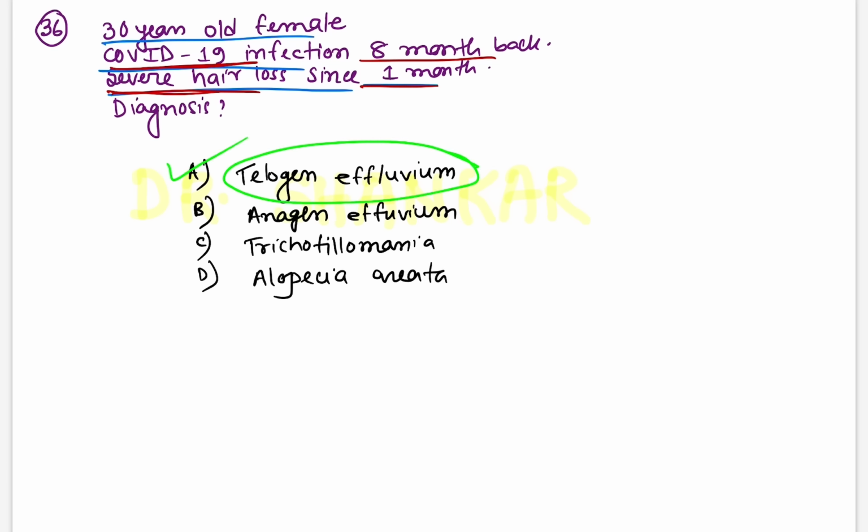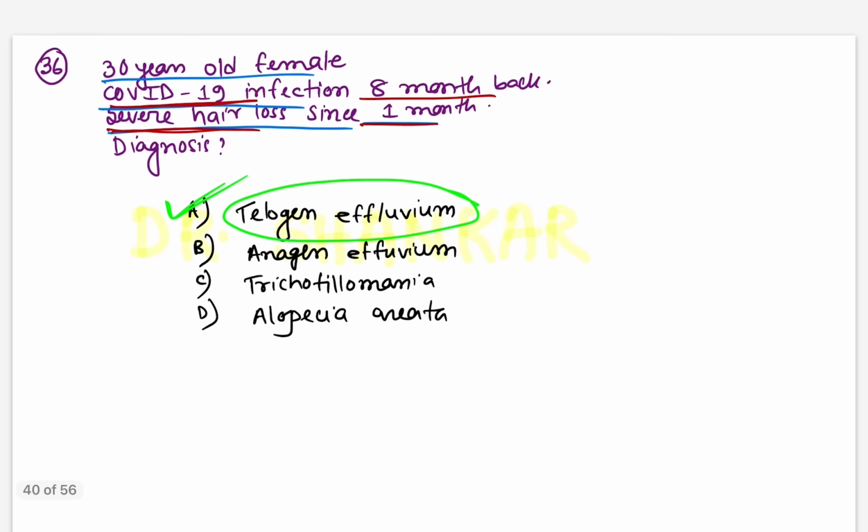Anagen effluvium usually occurs following chemotherapy or radiotherapy. Dystrophic anagen phase occurs and hair loss occurs. So this is anagen effluvium. Effluvium means shedding of hair, and depending on the phase involved, it is called anagen effluvium or telogen effluvium. In this case, this is telogen effluvium.